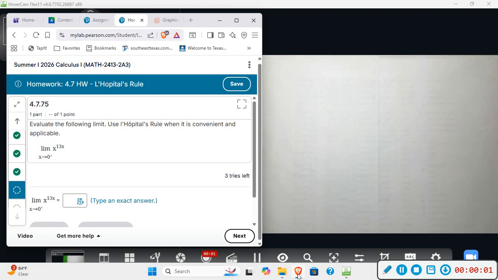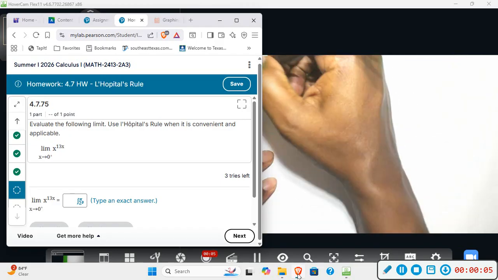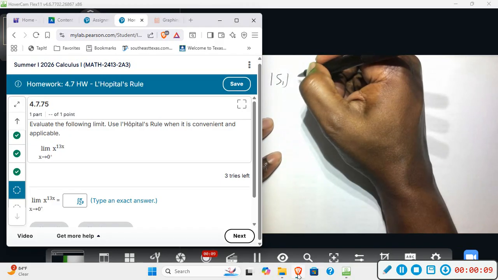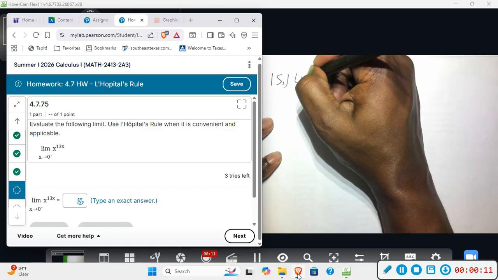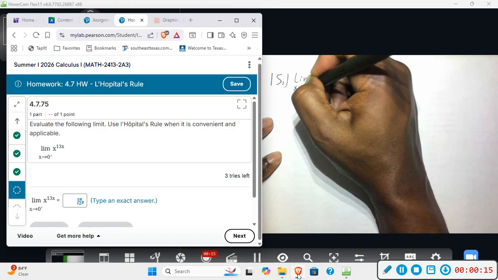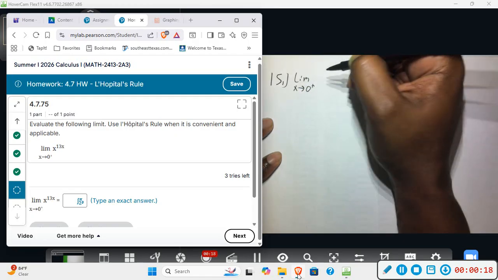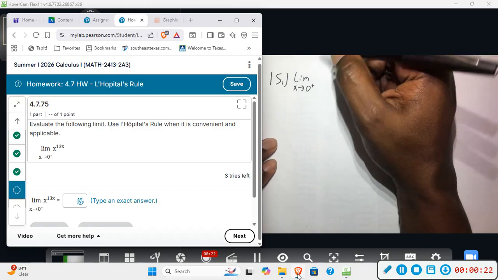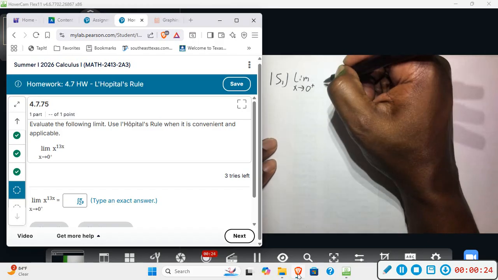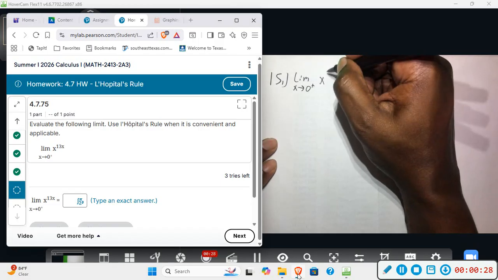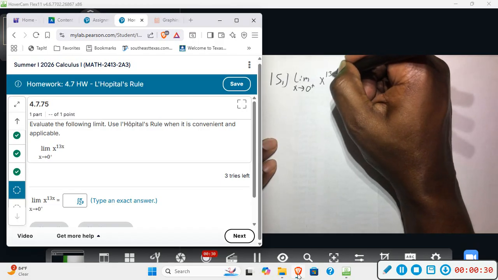All right, number 15, we're going to evaluate this problem using L'Hopital's rule. So we are given the limit as x goes to 0 from the right, because we cannot input negative, well, we could, but we're going to 0 from the right. And then we're going to have x to the power 13x.